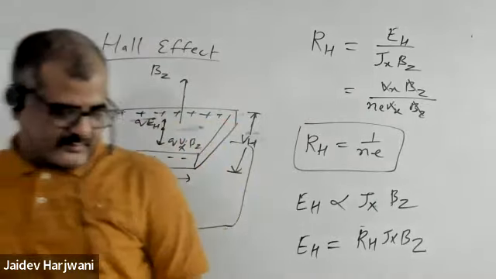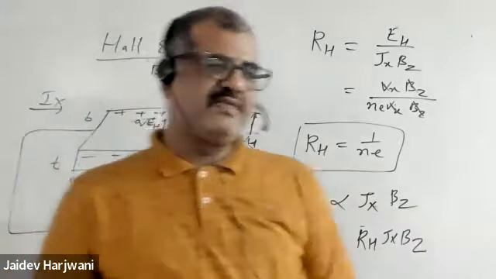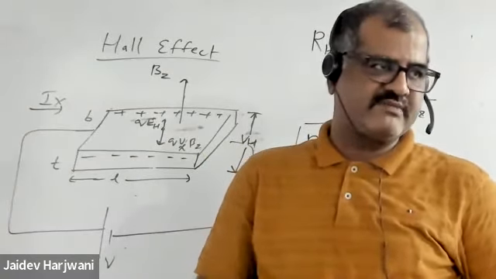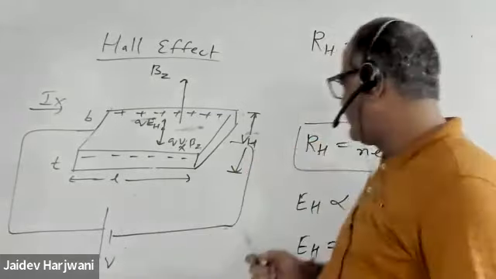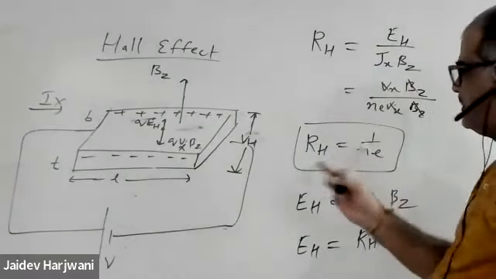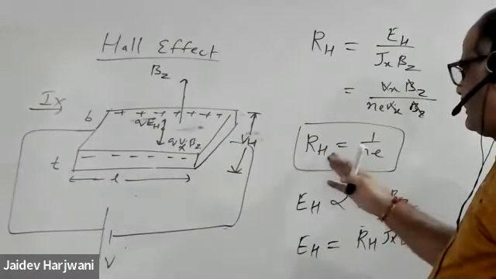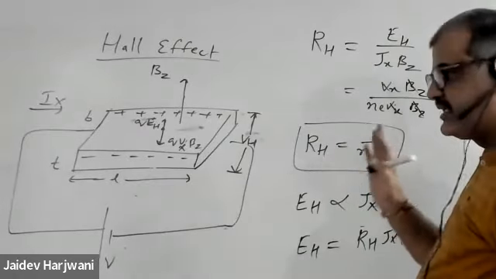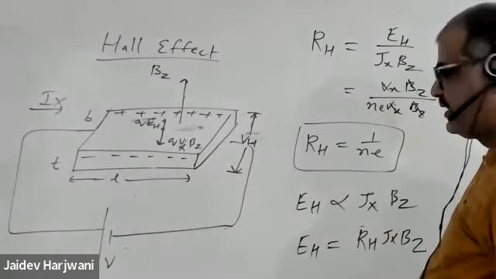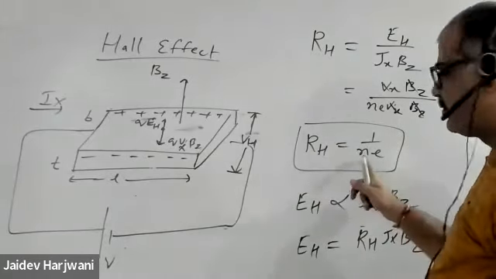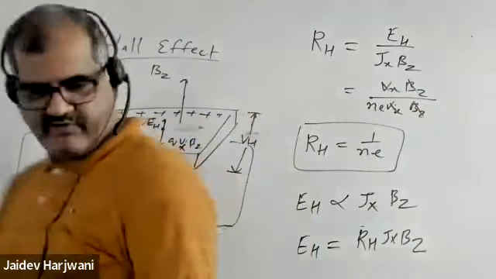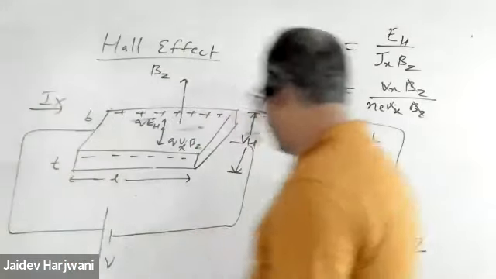Now, by measuring this Hall coefficient and its sign, you can know whether your sample is an N-type sample or a P-type sample. If the carriers are electrons, as in a metal, then RH will come out negative. And if your sample is P-type, then the sign of RH will come out positive. And if you can measure this Hall coefficient, you can know the carrier concentration in your sample. So this is one formula of the Hall coefficient.